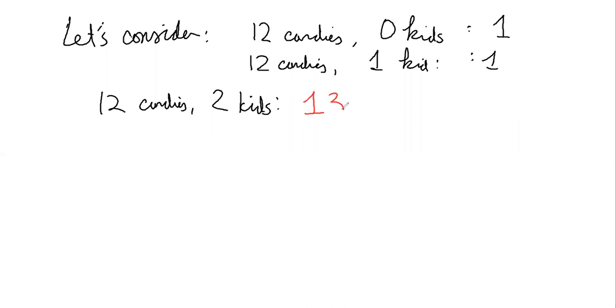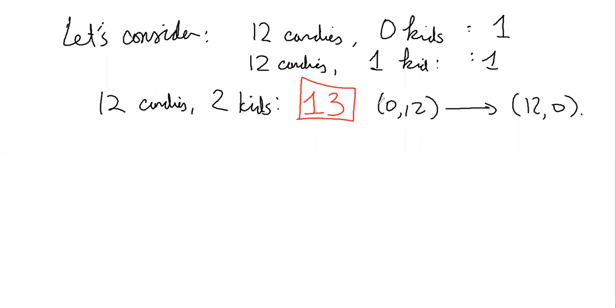Because you can go from 0 to 12, and you can add 1 and subtract 1 over and over again to get all of the pairs, 12, 0, and so on, and there's 13 different pairs here, right? So hopefully that wasn't too crazy for anyone.